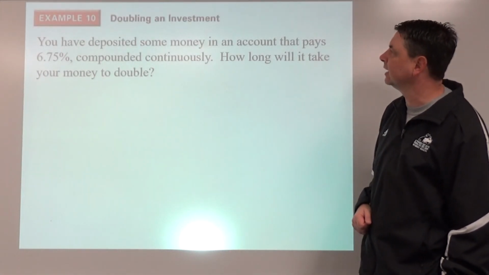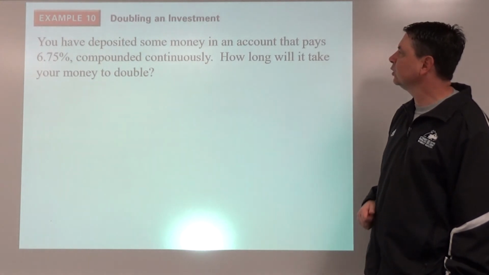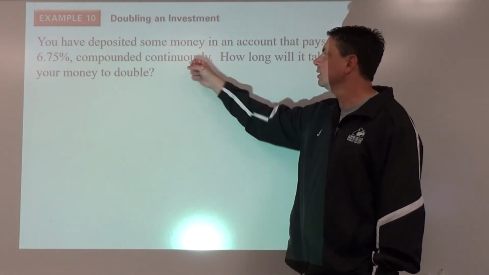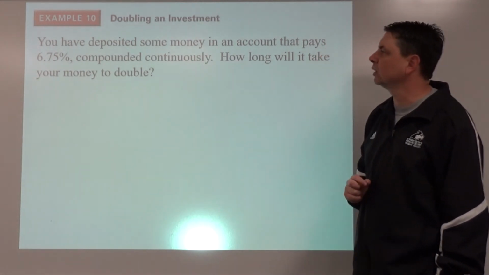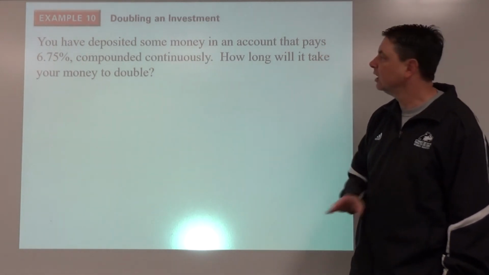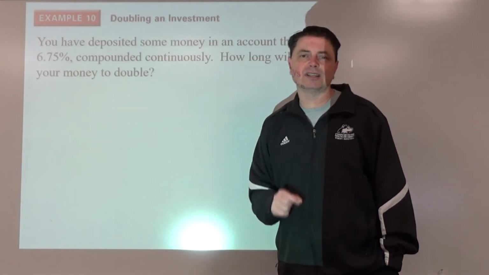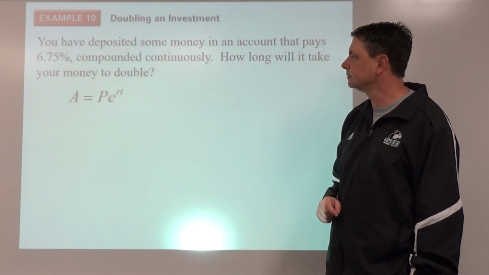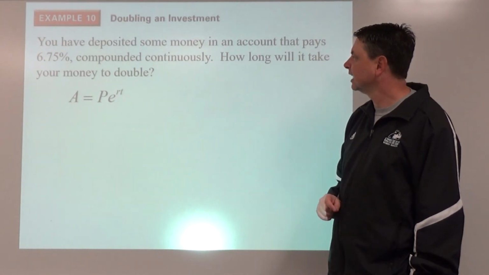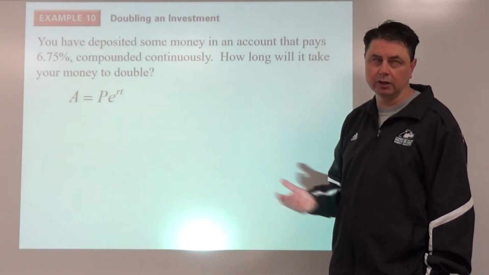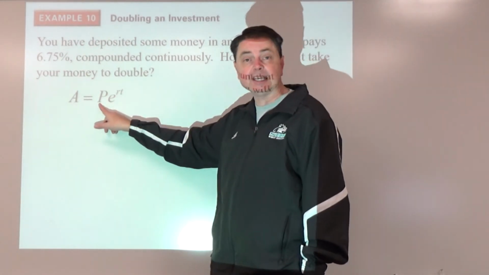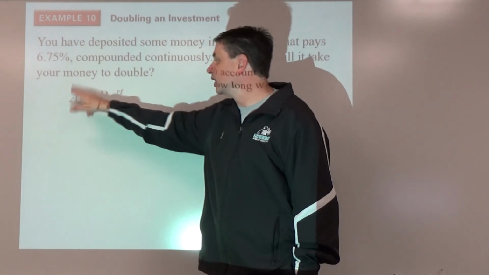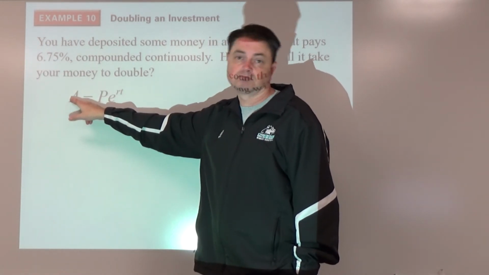Example number 10, doubling an investment. You have deposited some money in an account that pays this interest compounded continuously. How long will it take your money to double? Since we're talking about continuously, that's A equals P times e to the rt. We don't know how much money we're starting with, so let's say we're starting with P, the starting amount. And if we're going to double it, how much money are we ending with? 2P.